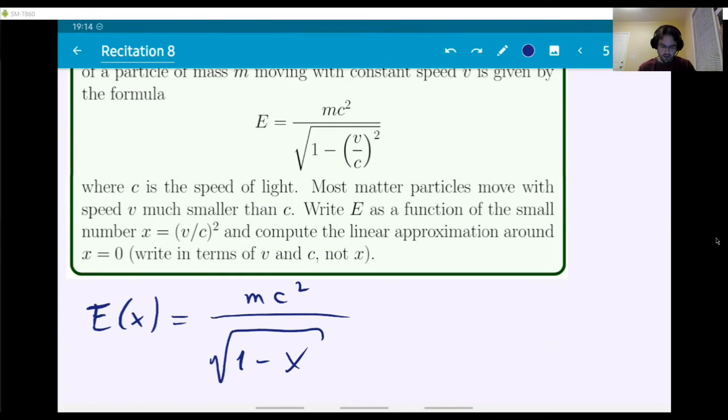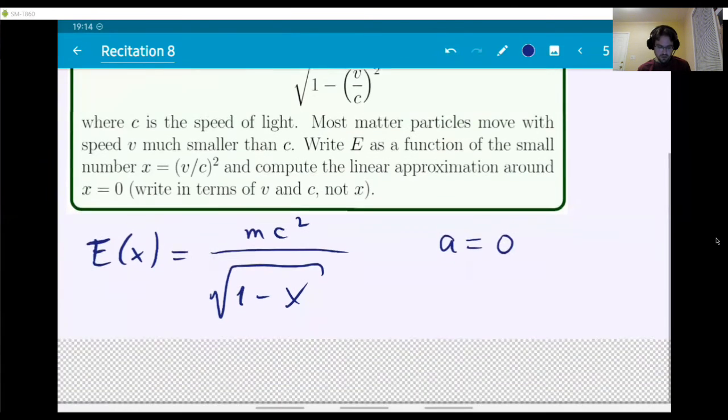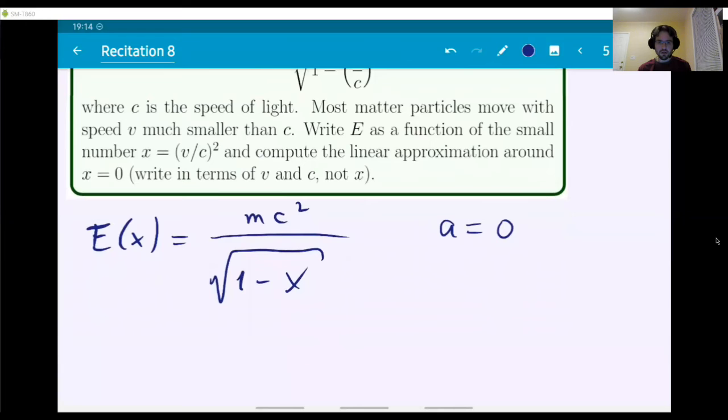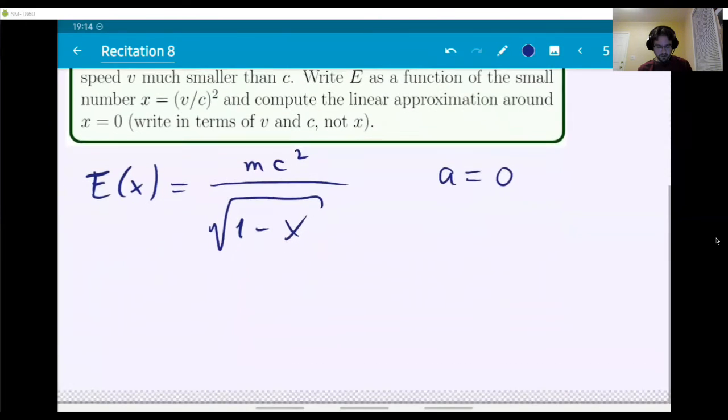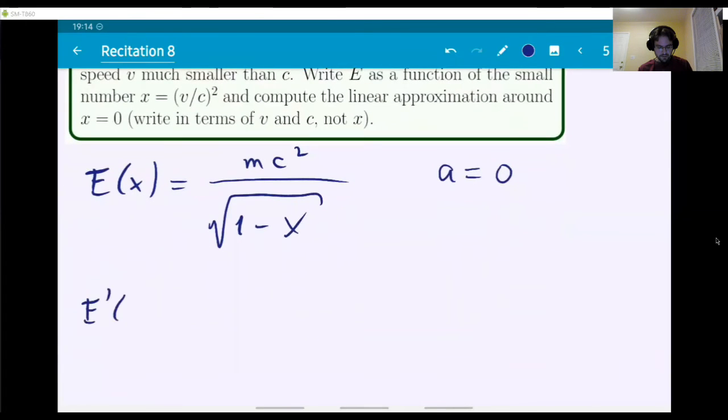What you have to think is that they are saying around. So this is the number that we usually call A, the point around which you're going to do the linear approximation. So our A is 0, and we want to do linear approx. Okay, for that, we are going to need to know E prime. So what is E prime of x?